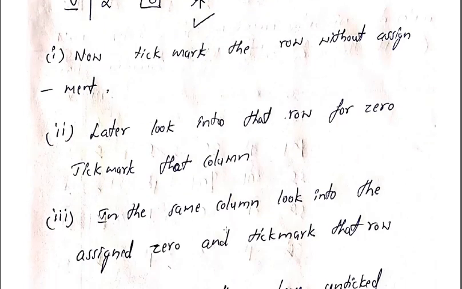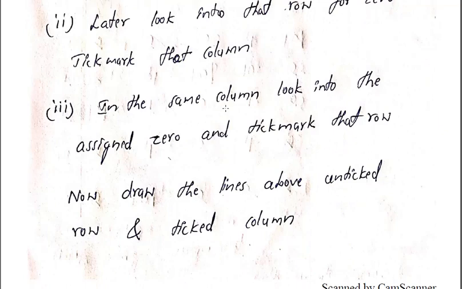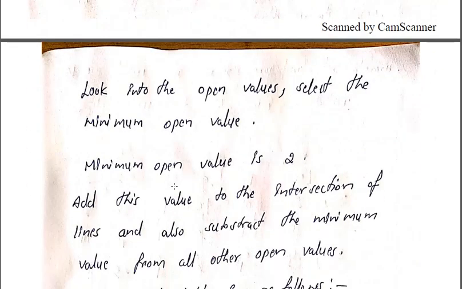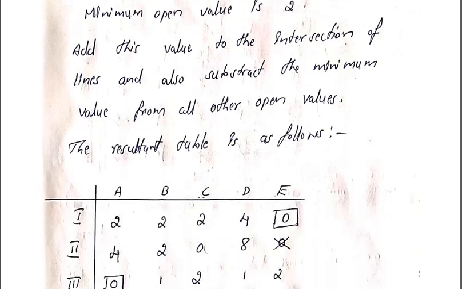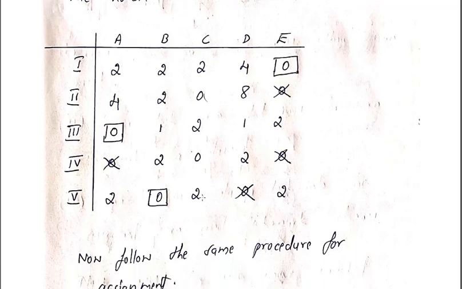Okay, later look into the row for 0, tick mark that column. Those things have been explained over here, I have already told you. Now look into the open values, select the minimum open value, which is 2, add this value to the intersections of lines, and also subtract the minimum value from all other open values. Now the resultant table is as follows. I have added 2, the minimum open value, to the intersection points, and all other elements which lie below the line remain the same, and from all the open values we subtract the minimum value 2. Finally we arrive at this particular condition.